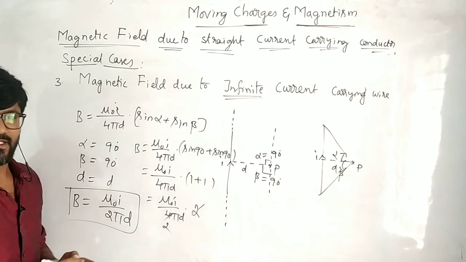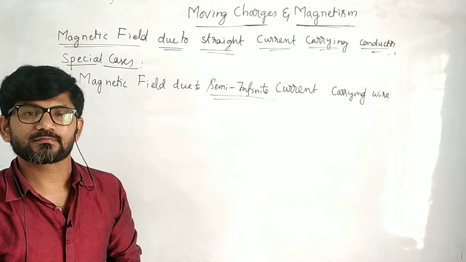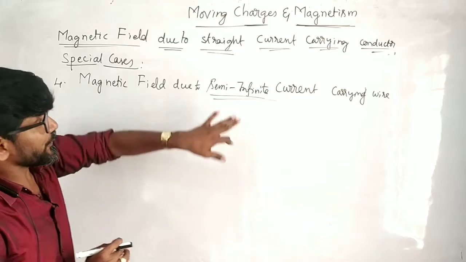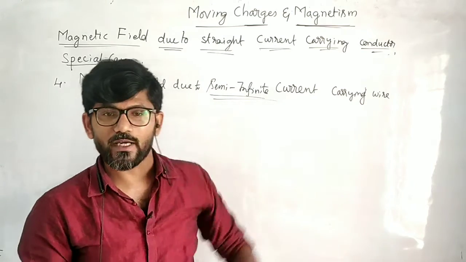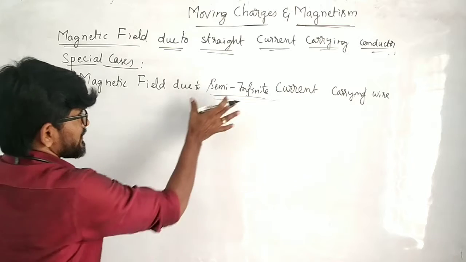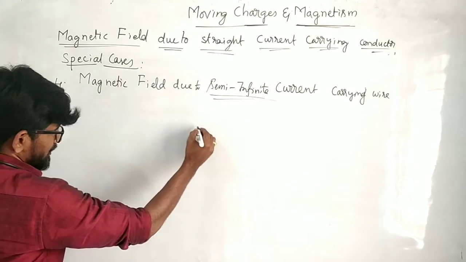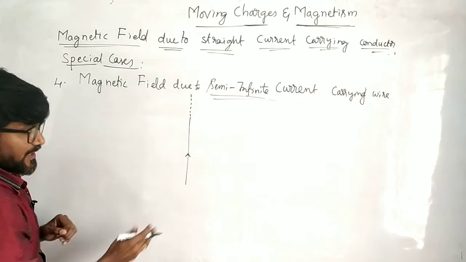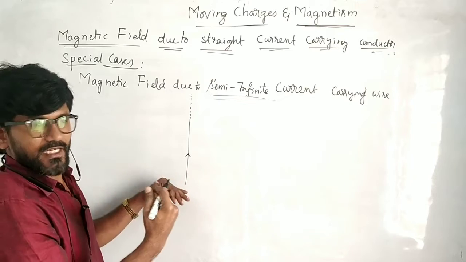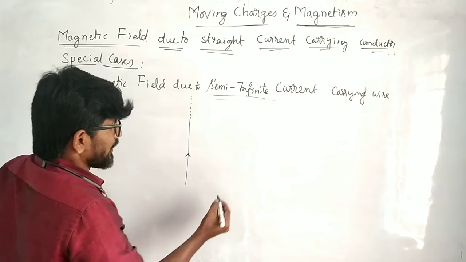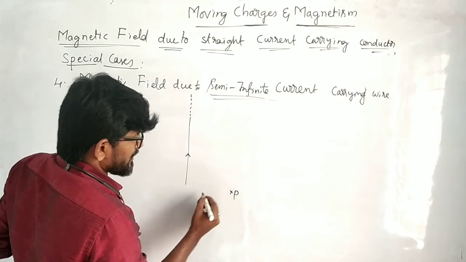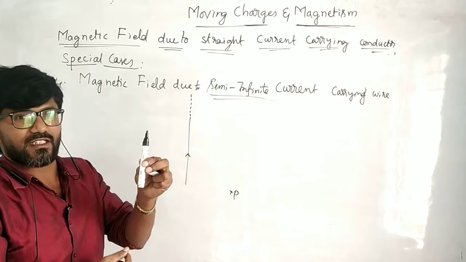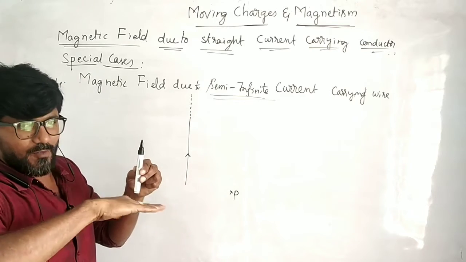Next, let us see the next case. Yes, next one, magnetic field due to semi-infinite current carrying wire or semi-infinite current carrying conductor. What is this semi-infinite? Let us consider this is our current carrying conductor, and this end is going to infinity, extending up to infinity, and this is the finite end, the edge of the conductor. This is the ending point, but it is going to infinity.